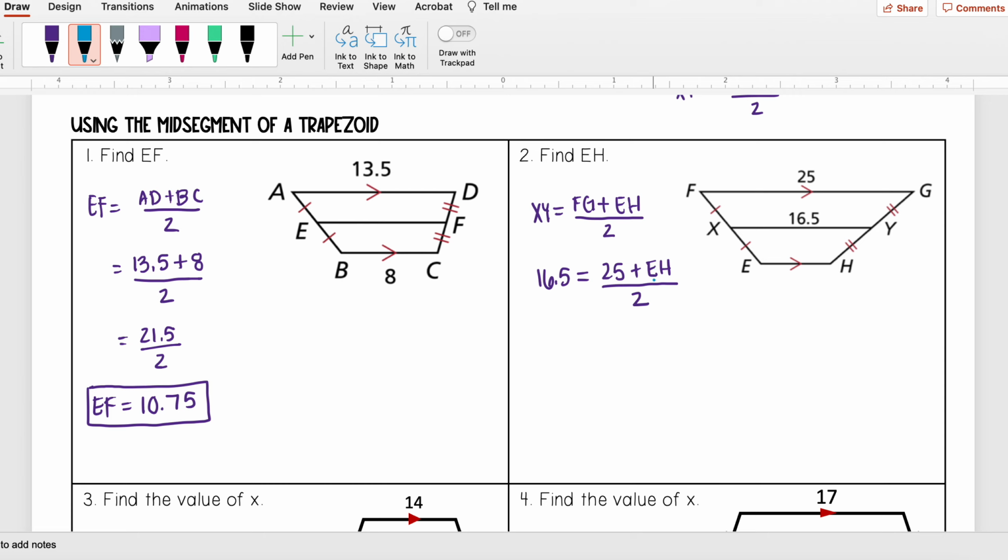Now I need to solve this for EH. The first step that I like to do is multiply both sides by 2 to get rid of my fraction. When I do that, I get 33 is equal to 25 plus EH. Then I'll subtract 25 from both sides, and I get that EH is equal to 8.